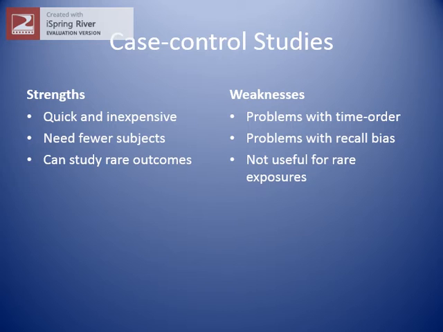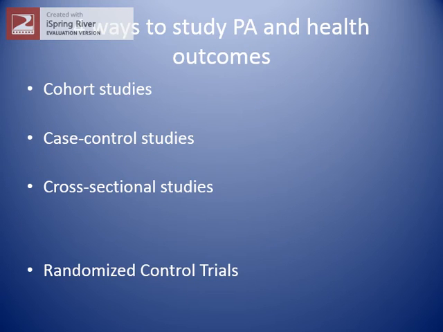And it's not useful for rare exposures. So if you were exposed to a rare, unusual chemical, the way to study that would be with a cohort to follow up over time, not a case control study. So we've talked about cohort studies, follow a group of people over time. We've talked about case control studies, where you identify cases, compare them to controls who don't have that disease, and look for similarities or differences.